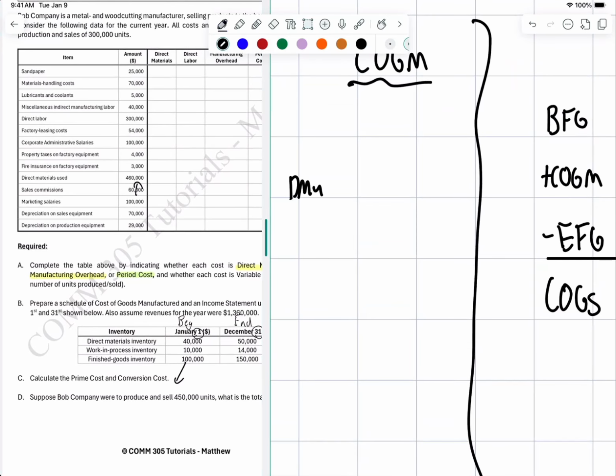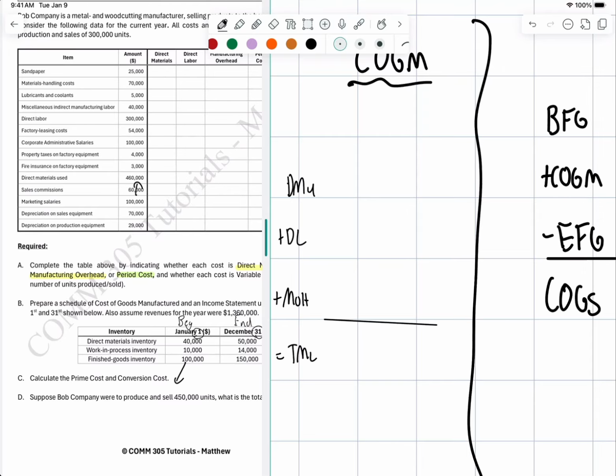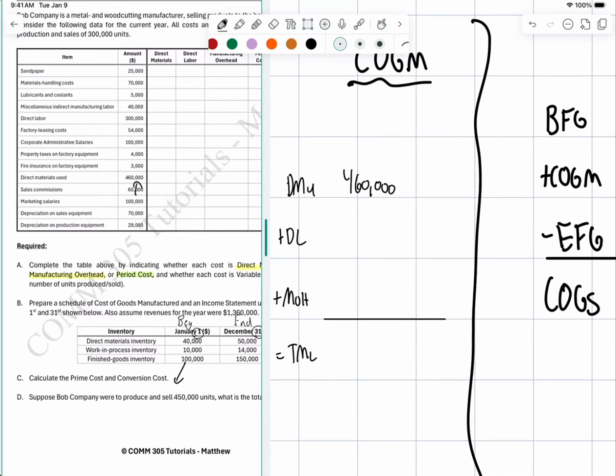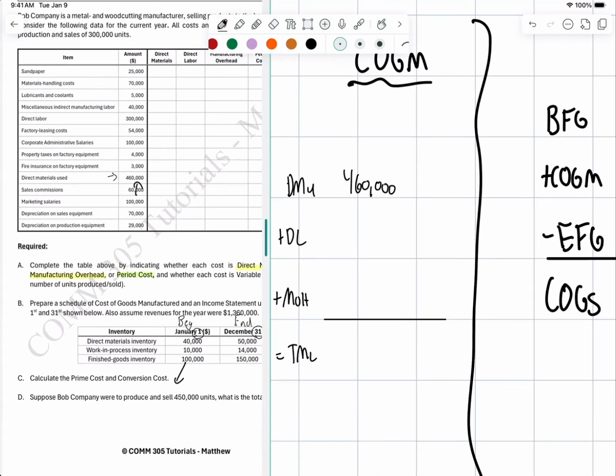DMU plus DL plus MOH. Literally like that. So DM used plus DL plus MOH. That gives us TMC, our total manufacturing cost. Okay, so our DMU is 460. I don't care about the beginning or the ending balances because, like I said, guys, if they ever give you the used amount straight up, you are good to go.